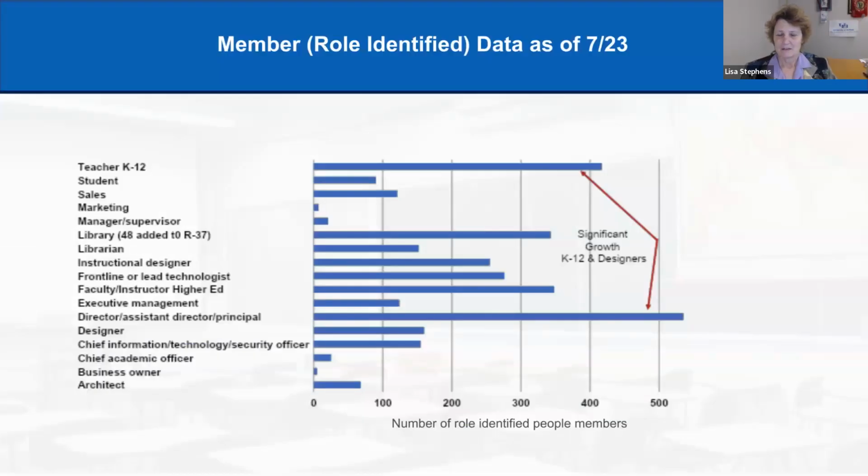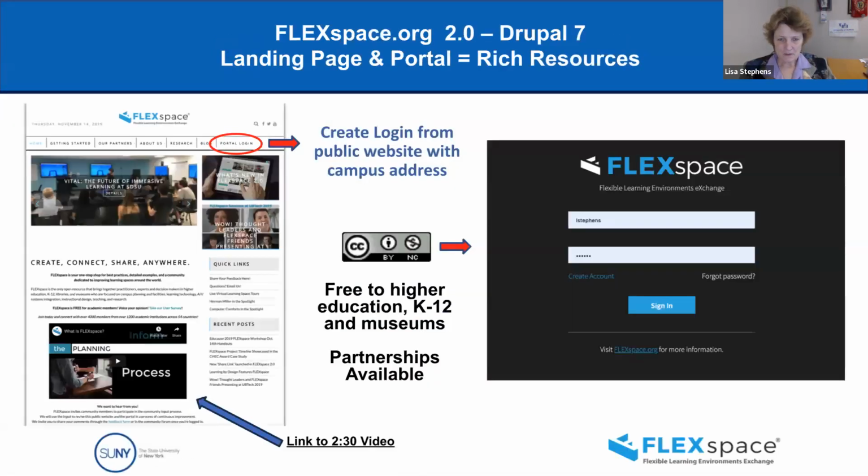Okay, little fuzzy, but nonetheless, we do have some significant growth both in the K through 12 side, which is nice because we know what's coming to us in higher education, as well as designers and architects are becoming much more interested in FLEXspace. So right now we're in version 2.0, which by the way, would have been just fine with us to stay on, but Drupal 7 came to end of life, so we were forced into a platform migration.